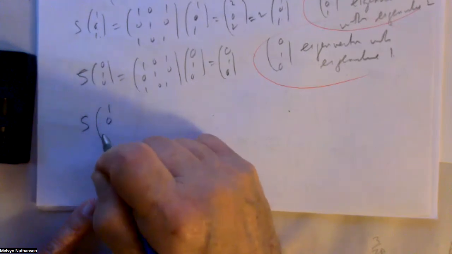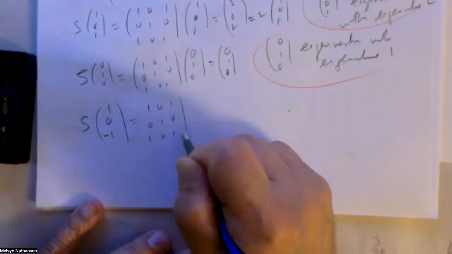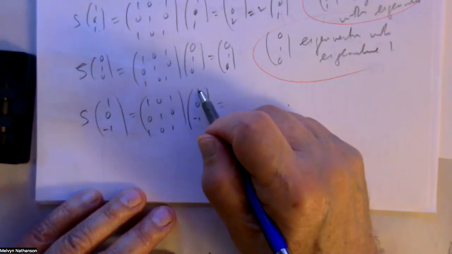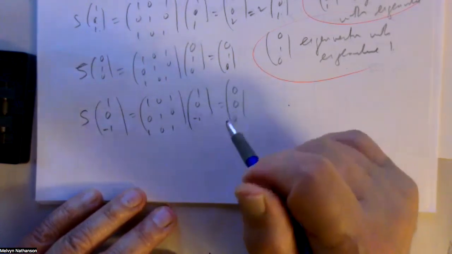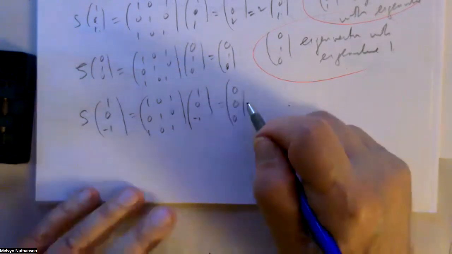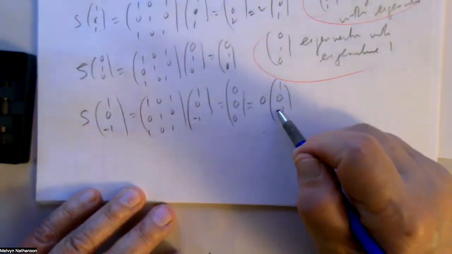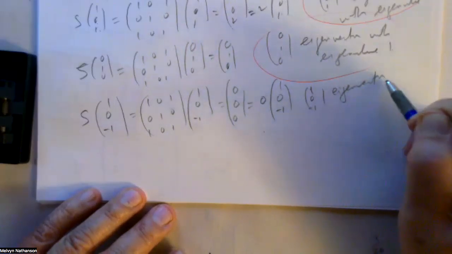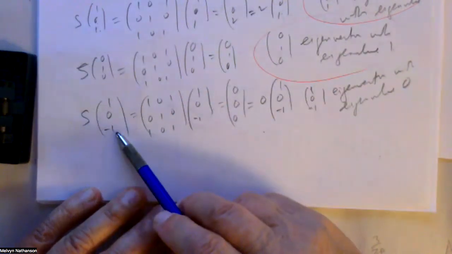So this is really unfair, but let me take S of (1, 0, -1). The matrix [1 0 1; 0 1 0; 1 0 1] applied to (1, 0, -1). This is 1 minus 1, that's 0. This is 0. And this is 0. Which, if you like, is 0 times the vector (1, 0, -1). So (1, 0, -1) is an eigenvector with eigenvalue 0. That is, this is in the kernel, S of this is 0. Everything in the kernel is an eigenvector with eigenvalue 0.